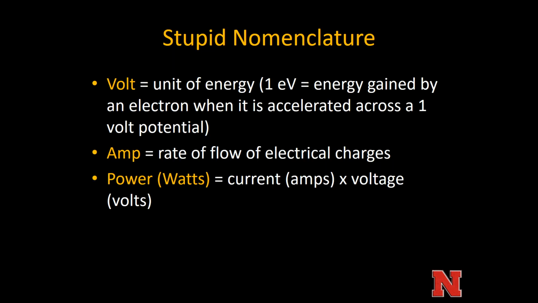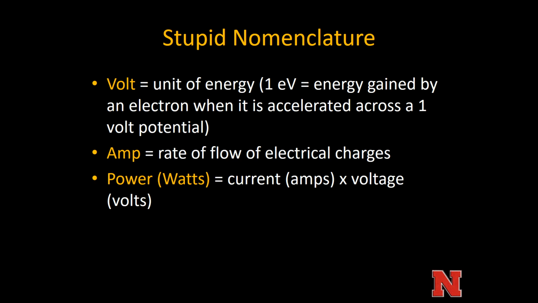More stupid nomenclature. All right, so you have to know what a volt is. What is a volt? It's a unit of energy. And frequently we'll talk about things in physics related to diagnostic imaging in terms of electron volts. That's the energy gained by an electron when it is accelerated across a 1 volt potential. Amps, again, are just the rate of flow of electrical charge. And then we have this new entity, power.